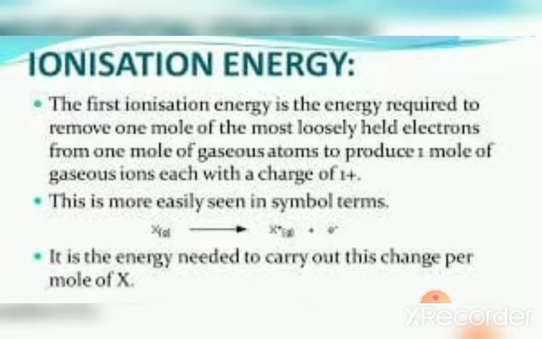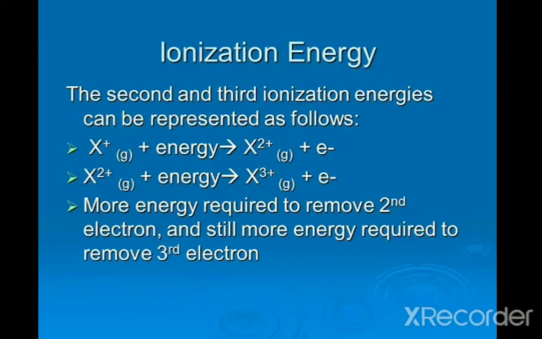So, the first ionization energy can be regarded as the energy required to remove 1 mole of electrons from 1 mole of gaseous atoms to produce 1 mole of gaseous ions with a charge of +1. Just like first ionization enthalpy, we also have second ionization enthalpy and third ionization enthalpy. Second ionization enthalpy is the energy required to remove the second electron. How can you represent it? X+ giving X2+ plus an electron.